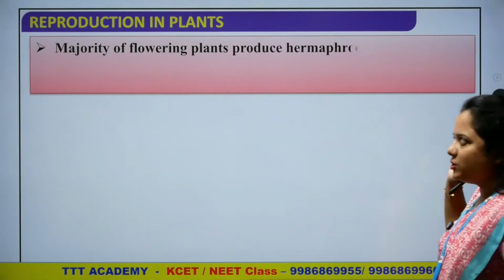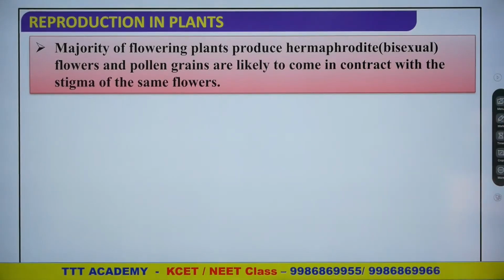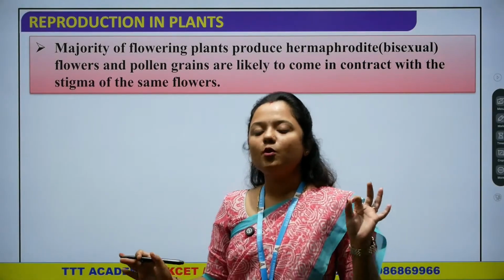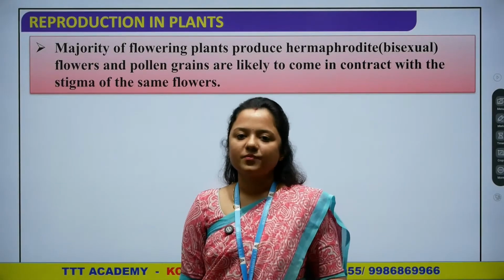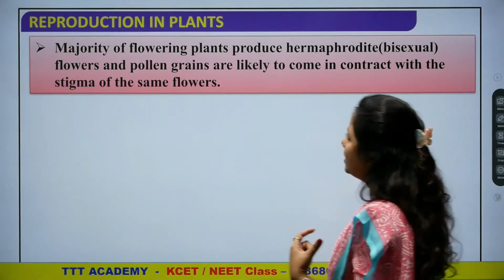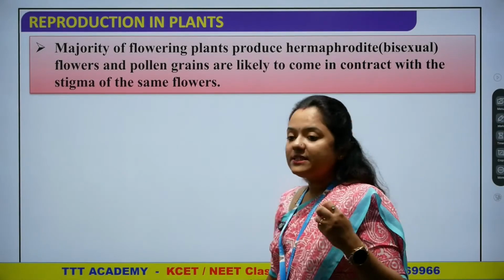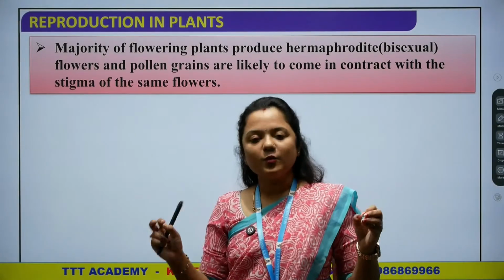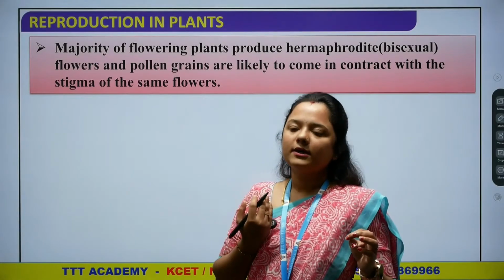So we know the majority of the flowering plants are hermaphrodites. What are hermaphrodites? They are bisexual flowers which possess both the male as well as female gametophytes inside the same plant. Correct? So those plants are called bisexual, and also called hermaphrodite. So when these flowers are present, obviously the pollen grains will fall on the same stigma because it has a nearby gametophyte, correct?